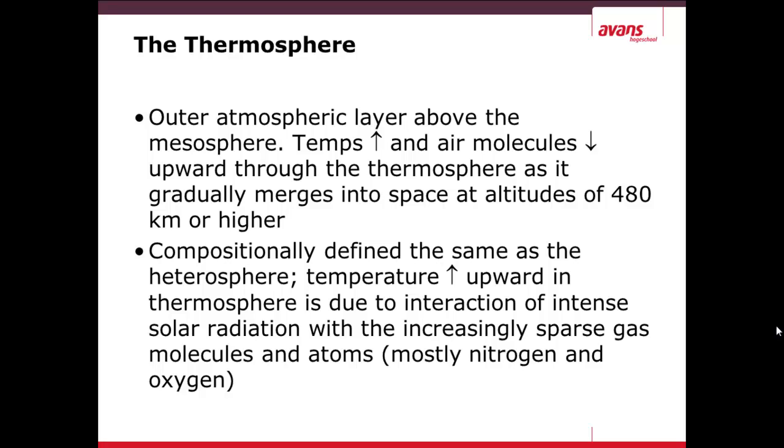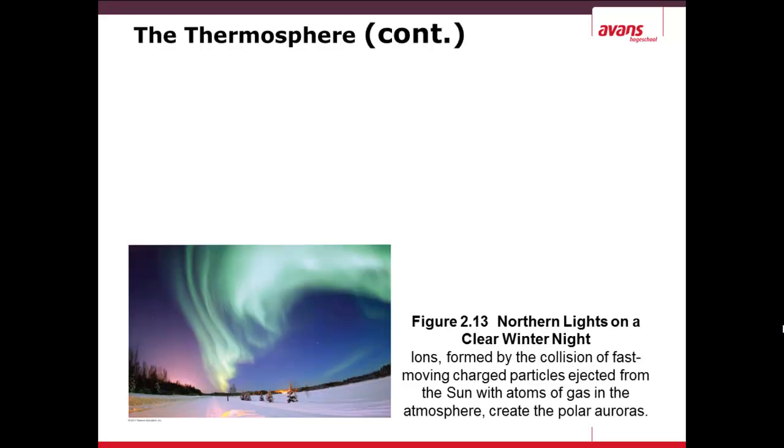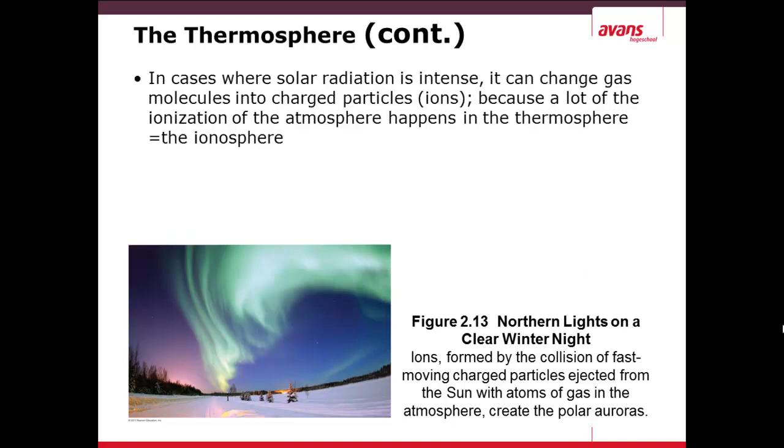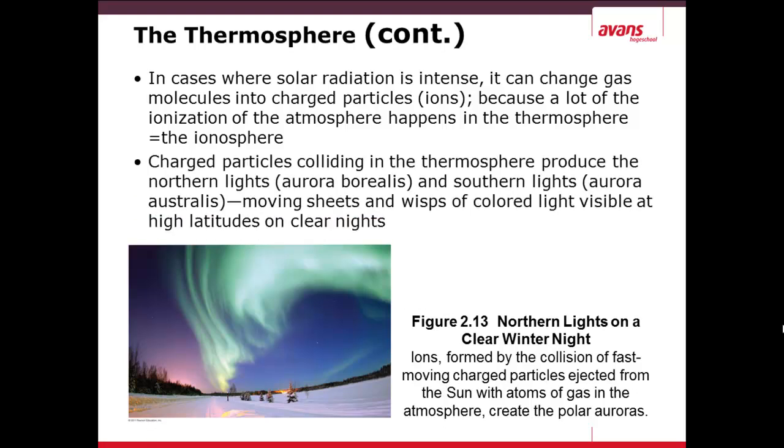The temperature increases upward due to interaction of intense solar radiation with increasingly sparse gas molecules, which are mostly nitrogen and oxygen. As mentioned before, the aurora borealis, also known as the northern lights, are formed in the thermosphere. It's where the solar radiation is quite intense, and it changes the gas molecules into charged particles, also called ions. Because this ionization is happening in the ionosphere, the northern lights are created.